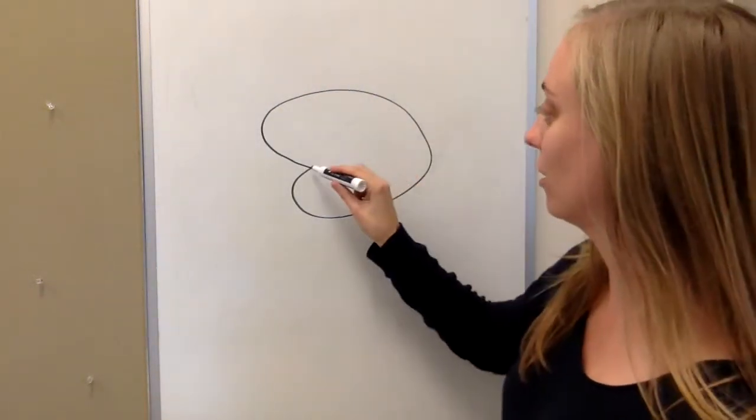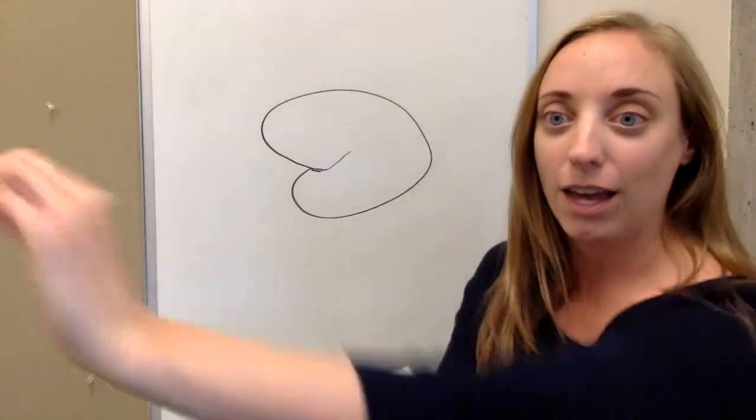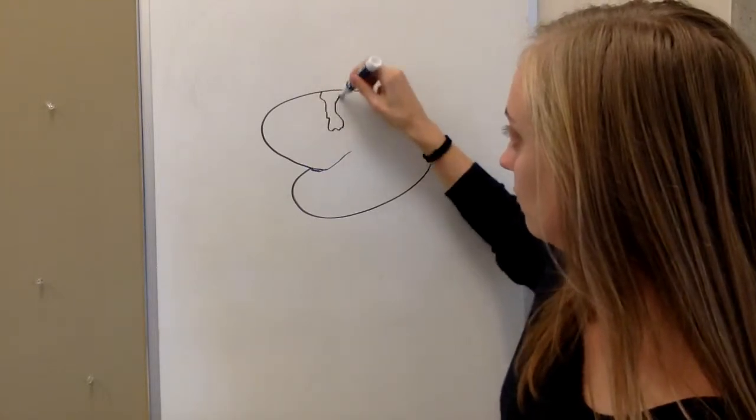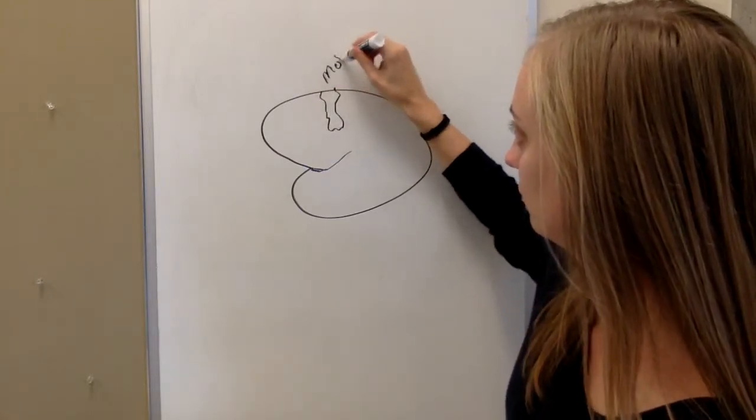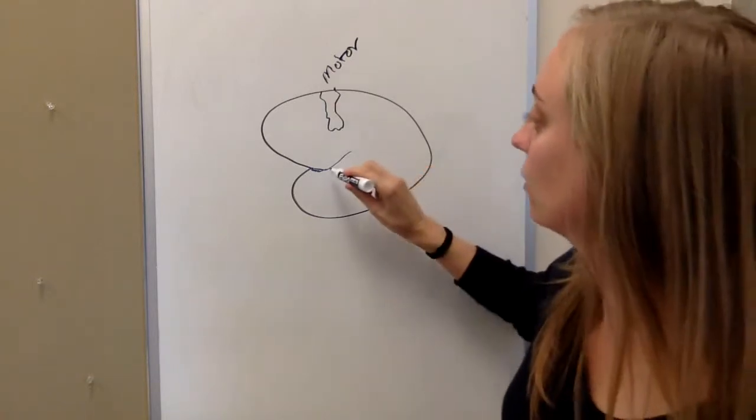And we have a gyri right here. And we have our motor cortex strip up here, motor area. And we have our auditory cortex here.